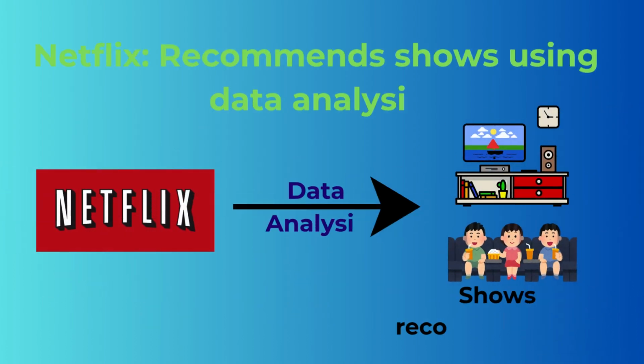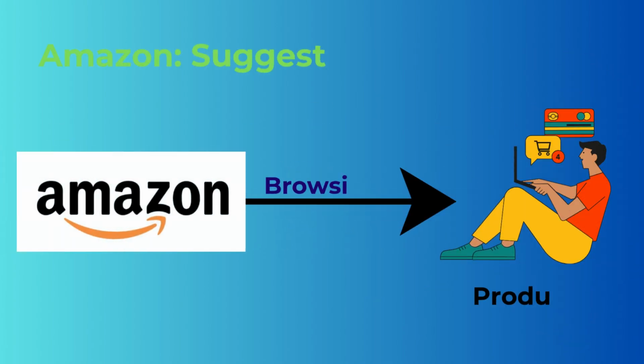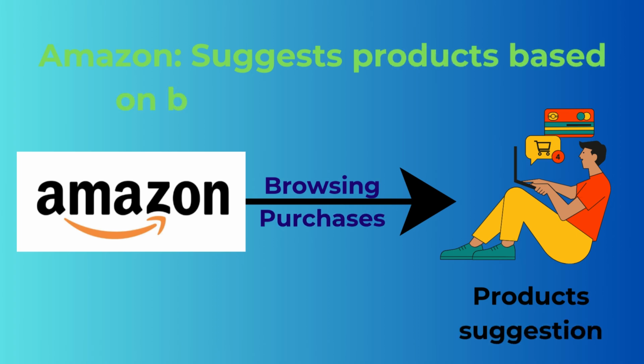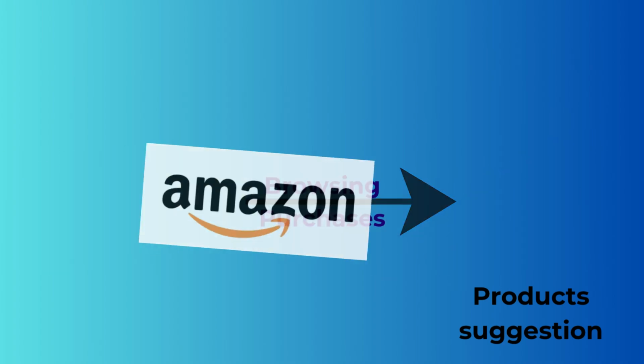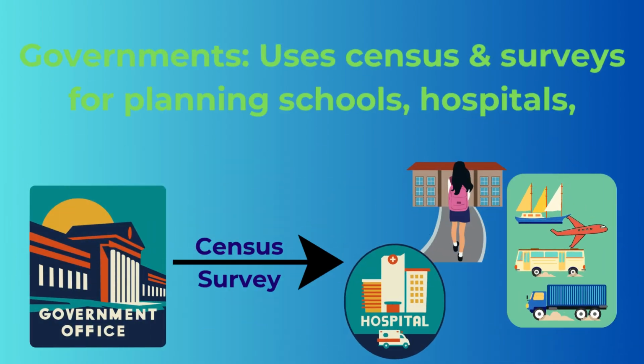Netflix uses data analysis to recommend shows you are likely to binge. Amazon analyzes your browsing and purchases to suggest products you didn't even know you wanted. Governments rely on census data and surveys to plan schools, hospitals, and transport systems.